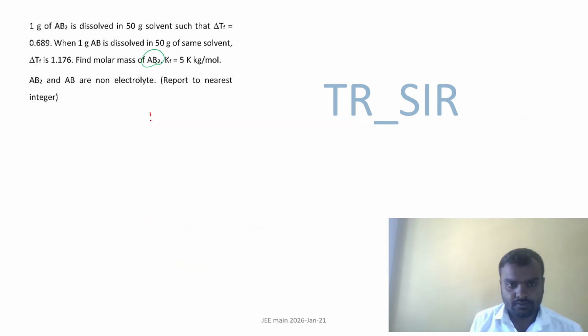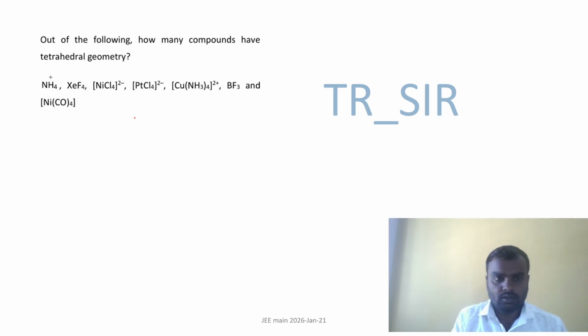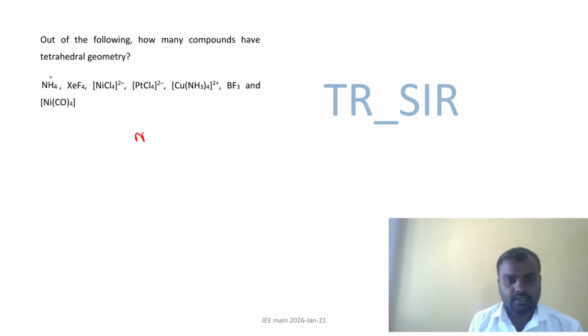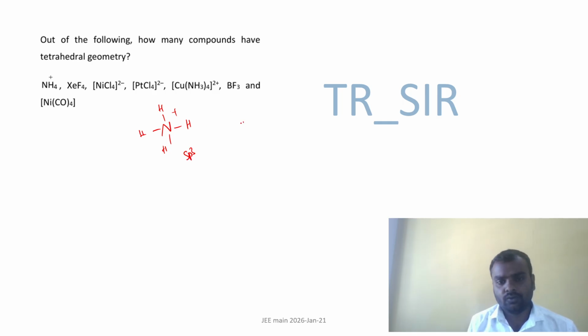So 145 will be the answer for this question. It is already solved. Now, next question. How many compounds have tetrahedral geometry? If I take NH4 positive, from childhood onwards we've been seeing NH4 positive, sp3, tetrahedral. XeF4 is square planar, a compound repeated in every exam.